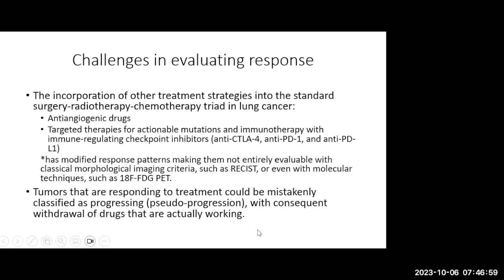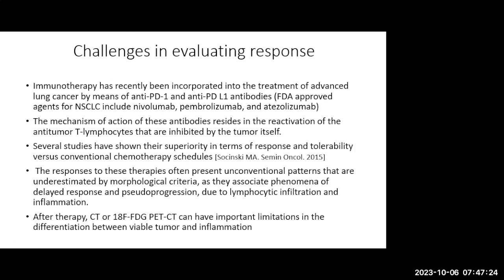I will explain as quickly as I can so that you can have an idea about this challenge that you may encounter. And just in simple words, tumors that are responding to treatment could be mistakenly classified as progressing. That is the so-called pseudo-progression. And this may cause a withdrawal of drugs that actually are working. So it's important to have some knowledge about this.